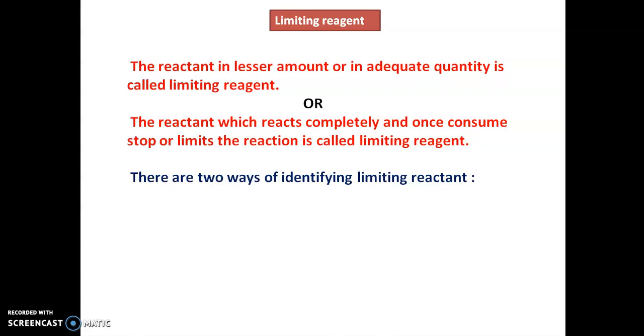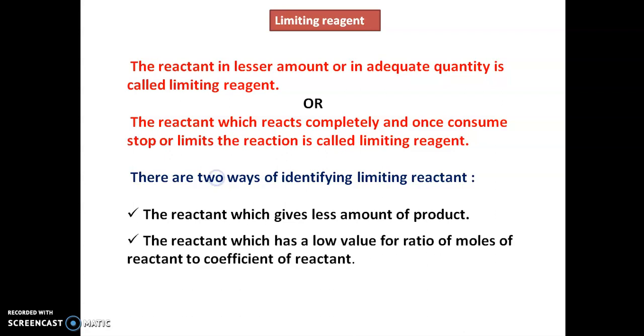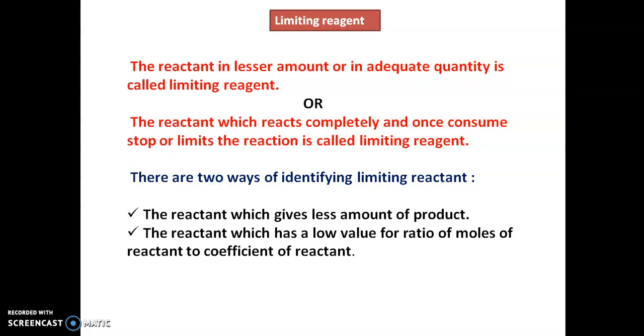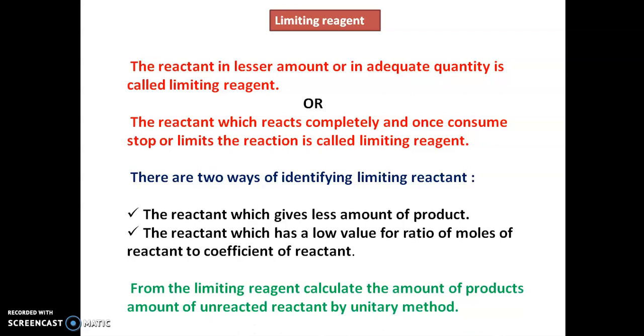There are two ways of identifying the limiting reagent. First way, the reactant which gives less amount of product, and second way, the reactant which has a low value for the ratio of moles of reactant to coefficient of reactant. From the limiting reagent, calculate the amount of products and the amount of unreacted reactant by the unitary method.